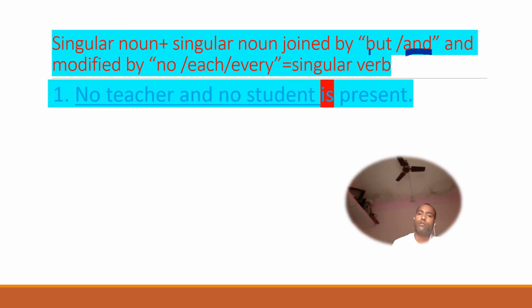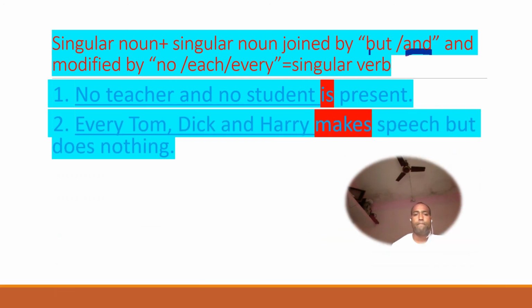No teacher, no student is present. See here, teacher is here, student is also here, but it is modified by no, joined by and. So in such case, we use singular verb. Similarly, every Tom, Dick, Harry makes speech but does nothing. Does is also used, another verb is also used here. So every Tom, Dick, Harry, three people are here, but it is modified by every and joined by and. In such case, we use singular verb.